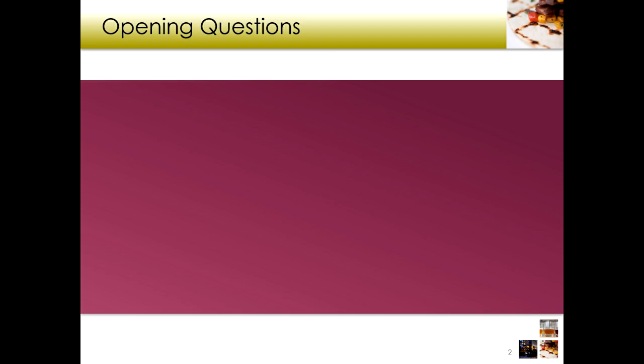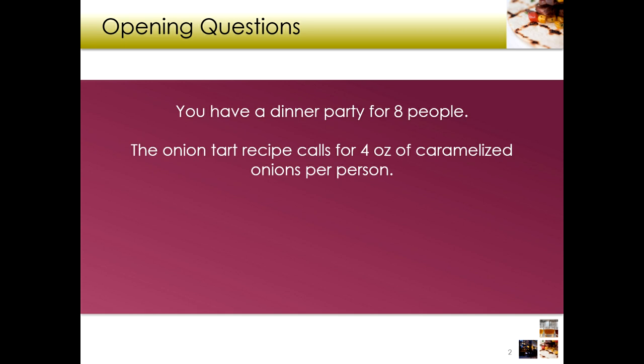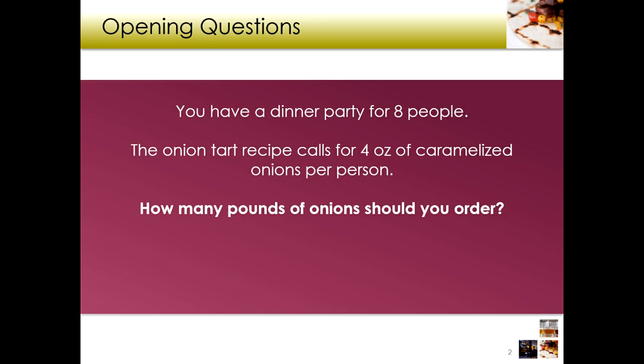So the first question I ask is, if you're having a dinner party for 8 people and the dinner party is having an onion tart and the recipe asks for 4 ounces of caramelized onions per person, we need to figure out how many onions we have to buy. Now we simply can't go 8 times 4 is 32 and figure out that we need 2 pounds of onions, because if we went out to the store and bought 2 pounds of onions, we've got raw onions.